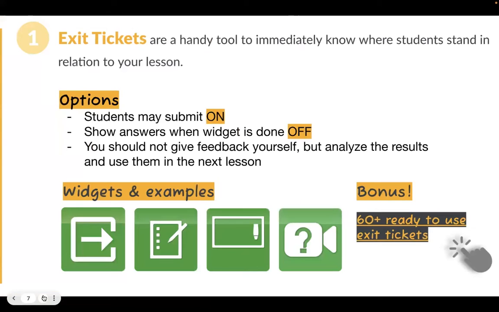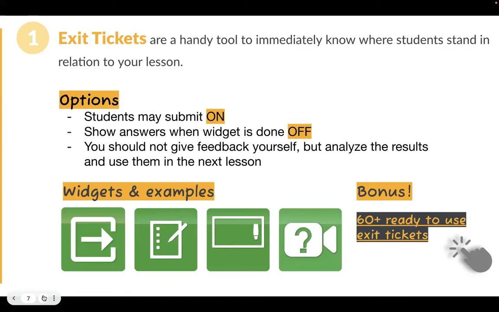So for BookWidgets, let's take a look at a few examples, and we're going to kick it off at the end with exit tickets. So this is a great tool to know immediately where your students stand in relation to your lesson. So kind of working from the end backwards here with this. Exit tickets are a great way to see at the very end of your lesson or the section of a lesson if they accurately acquired that knowledge.